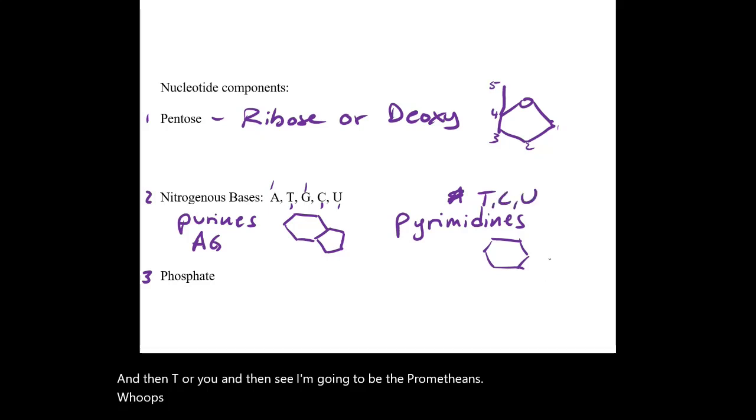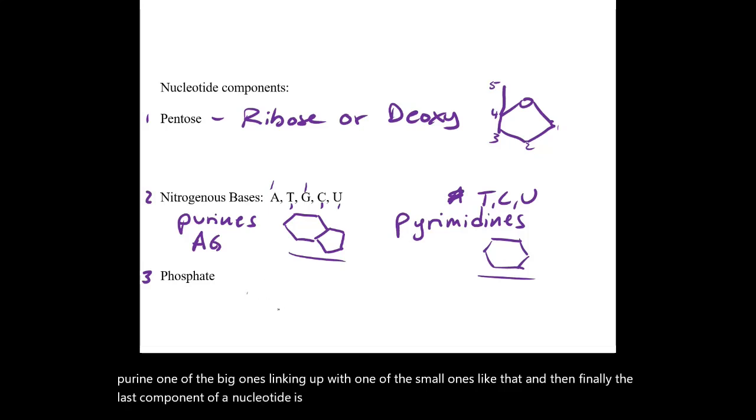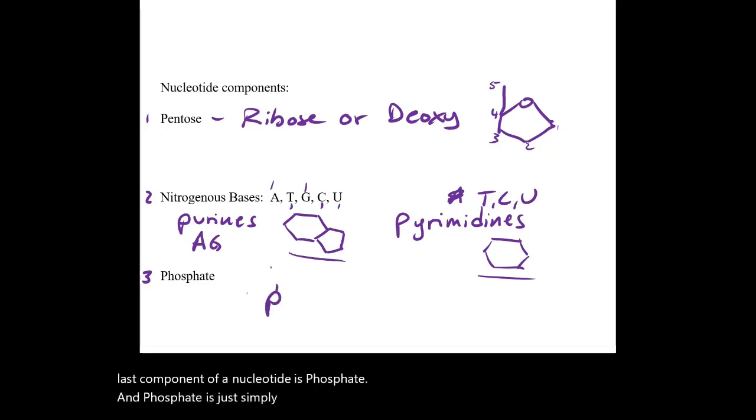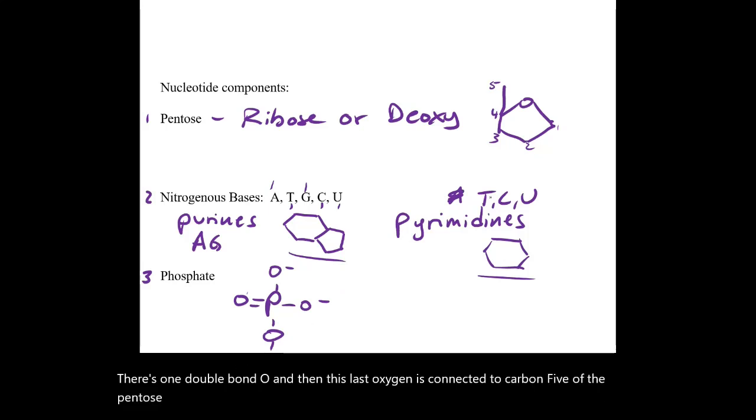All right, and when DNA links together, when you form a double strand, you always have one purine, one of the big ones, linking up with one of the small ones, like that. And then finally, the last component of a nucleotide is phosphate. And phosphate is just simply a phosphorus and 4 oxygens. There's one double bond O, and then this last oxygen is connected to carbon 5 of the pentose. So that's going to be connected to the sugar up here.